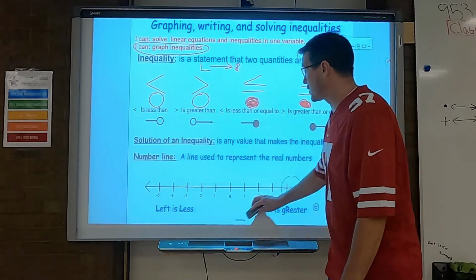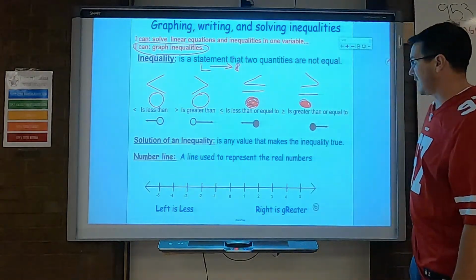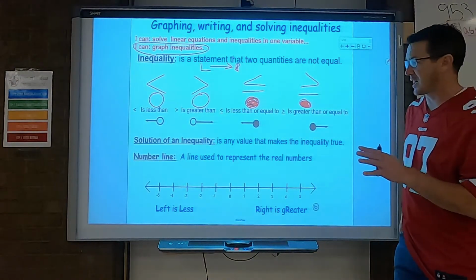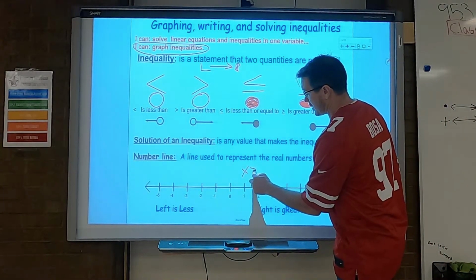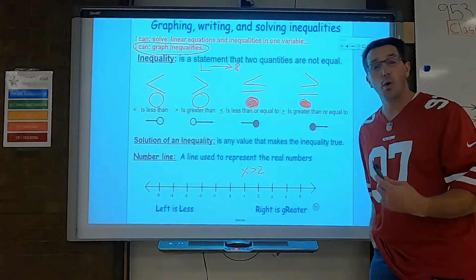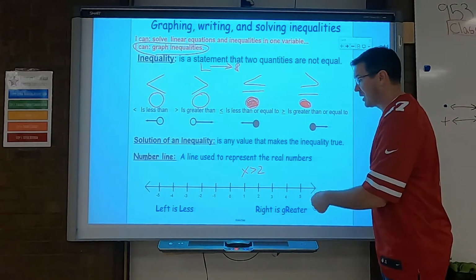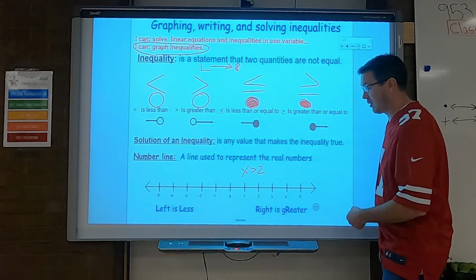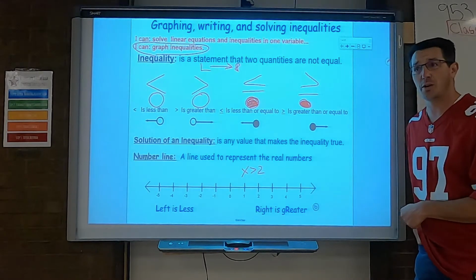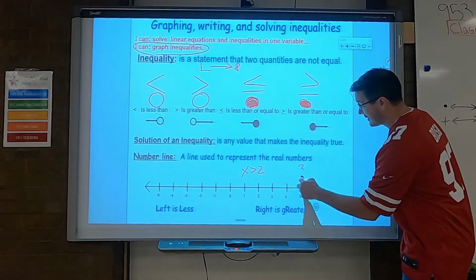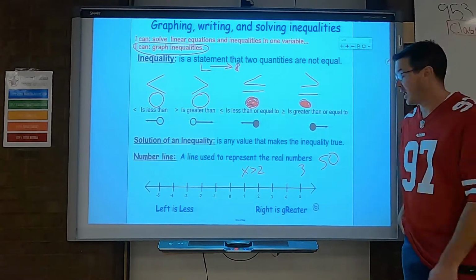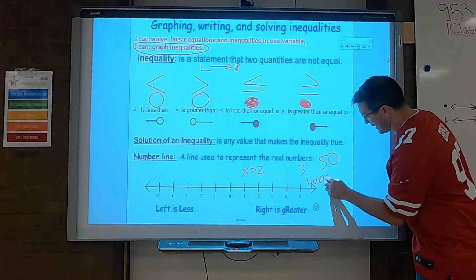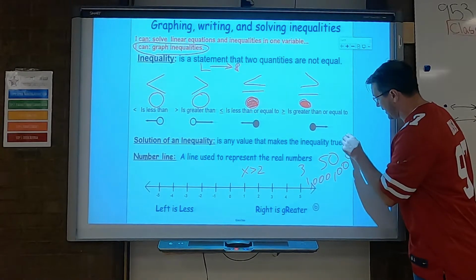So solutions to an inequality are any value that makes the inequality true. So this is where it gets kind of tricky. If I say x is greater than 2, there's more than one answer. There's not just one answer. Well, Ms. Garcia, what are some answers bigger than 2? What are some possibilities? 3. That's an answer. What else could I have? 50. What else could I have? 1 billion. Woo! And I can keep going.